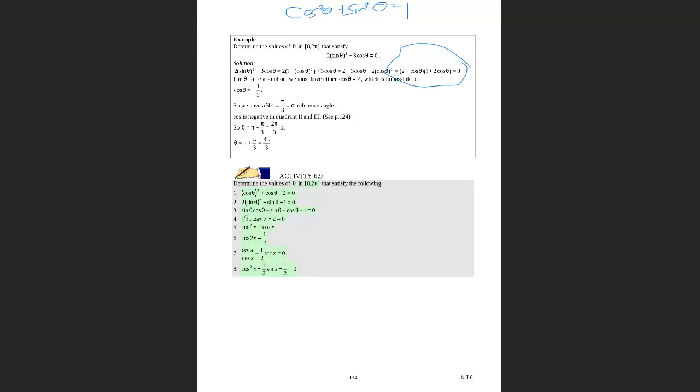Then we are going to get this. Have you seen? But we cannot use this one, 2 minus cos theta equals 0. We cannot use that. Who can tell me why we cannot use that? Who can write for me why we cannot use that?